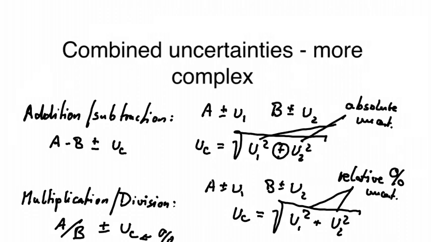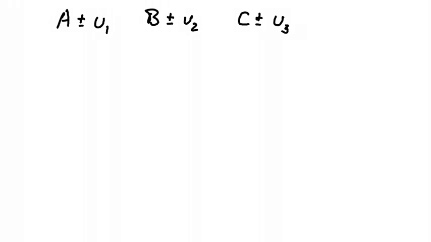But what if we have a more complex situation? Let's say we have A plus minus its uncertainty U1, we've got B plus minus its uncertainty U2, and we've got a third measurand C plus minus U3, and we want to calculate a variable, let's call that large X, equals, let's say, A minus B divided by C.